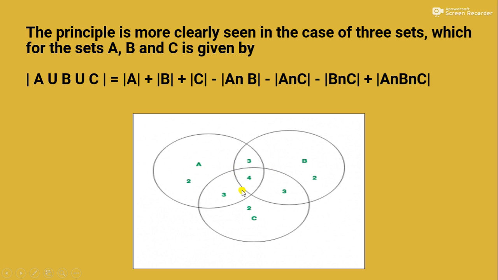So we need to count the total elements in each set and in its intersections. Then we need to use this formula. You can use it as a practice question, and please try to find the cardinality of A union B union C with respect to this Venn diagram.